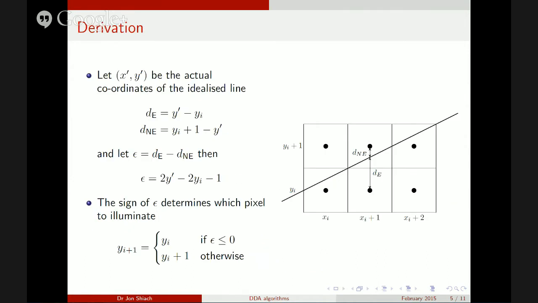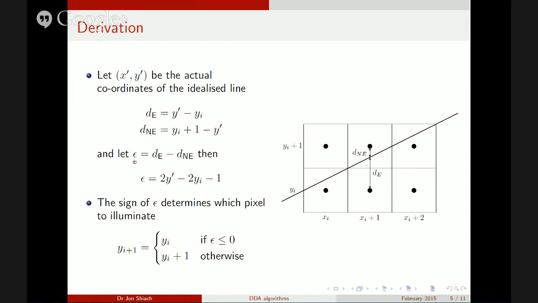If I let x prime and y prime be the actual coordinates of the idealized line, the distance from the east pixel, this distance here, is the actual coordinate at that point minus the center of that pixel. That pixel has a y coordinate of yi. That point there has a y coordinate of y prime. So that gives us DE. DNE has a y coordinate of yi plus 1, and obviously we've still got the y prime.